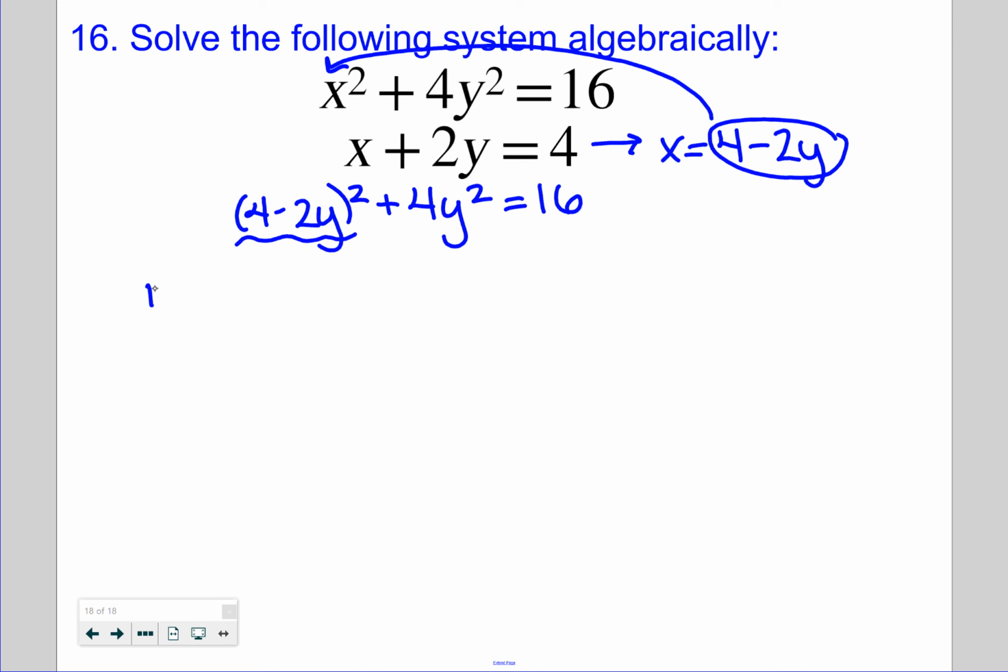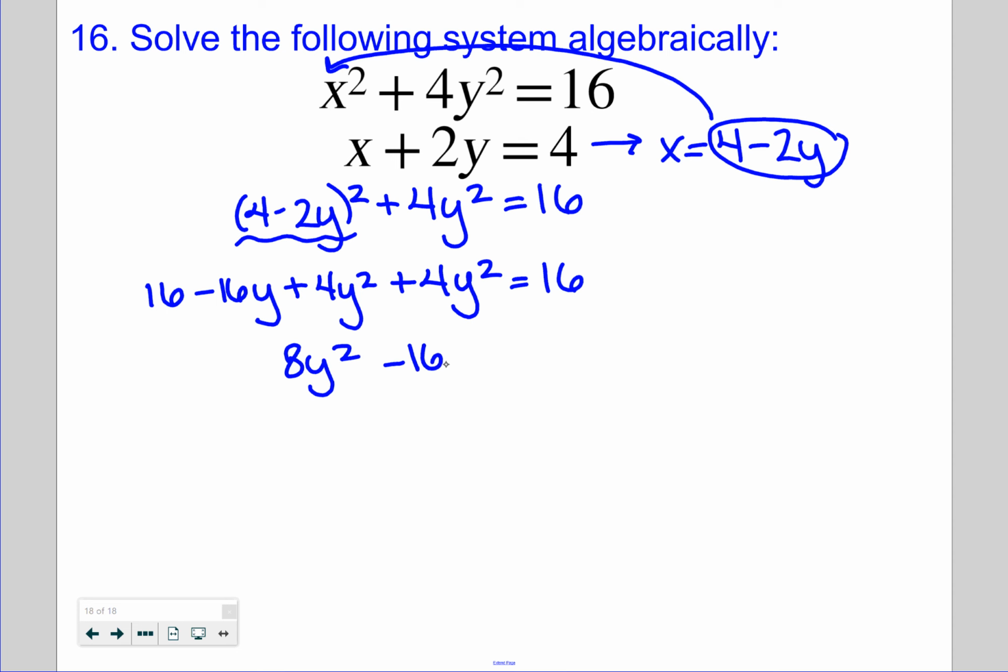First terms here are going to give you 16. My outside terms are negative 8y, and my inside terms will also be negative 8y. Together I'll have a negative 16y. And my last terms, negative 2y and negative 2y, give me a 4y squared. Bring everything else down. From there, I can combine my like terms. 4y squared and 4y squared give me an 8y squared. Minus 16y, and then actually I have a 16 on both sides, so when I subtract that over, they're just going to cancel and give me a 0.